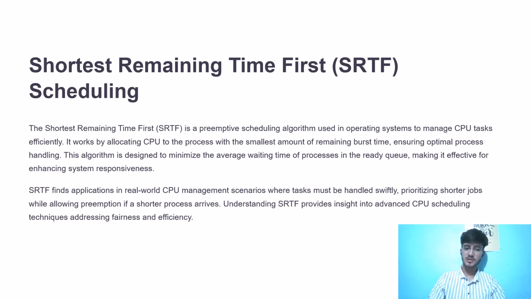The algorithm is designed to minimize the average waiting time of the processes in the ready queue, making it effective for enhancing system responsiveness. SRTF finds applications in real-world CPU management scenarios where tasks must be handled swiftly, prioritizing the shortest job while allowing preemption if a shorter process arrives.